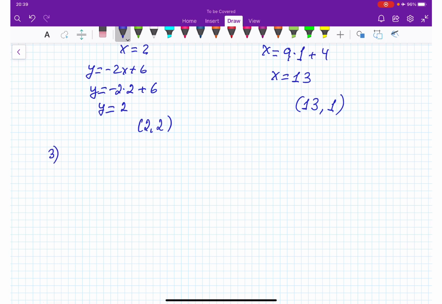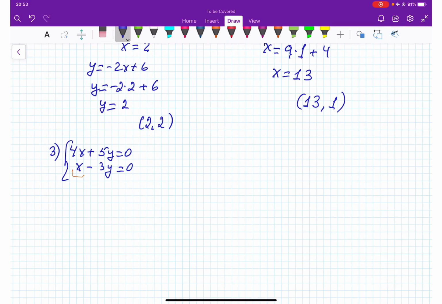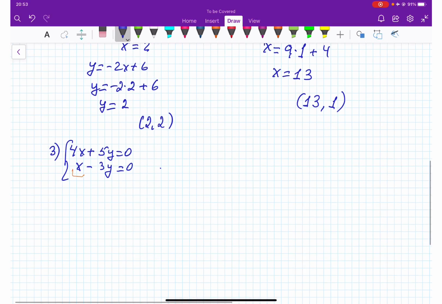Again, method of substitution. 4x plus 5y is equal to 0. x minus 3y is equal to 0. Okay, method of substitution. Since this x is single without any coefficient, I would prefer to find x from here. Therefore, x from here is equal to 3y, because I move 3y on this side, it's going to be positive, right?